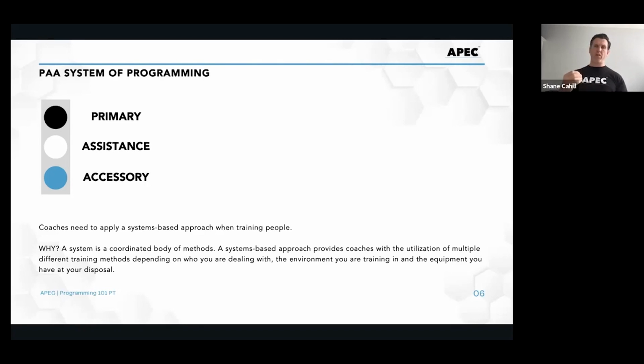So it's very important to think, what is my system? What system am I using when I'm programming? And the system that's before you here today is the PAA system, the Primary, Assistance, and Accessory. So let's look at each component of the system.